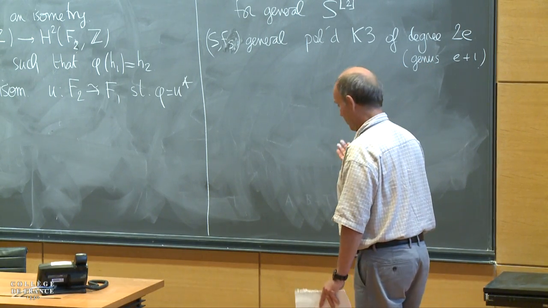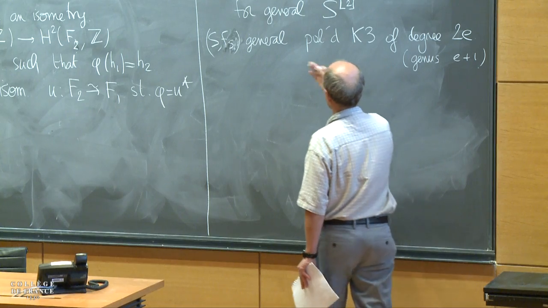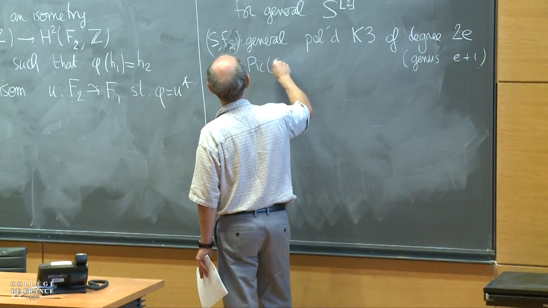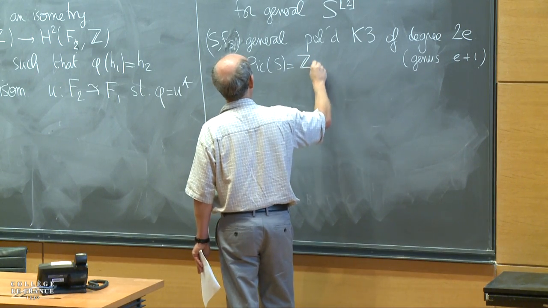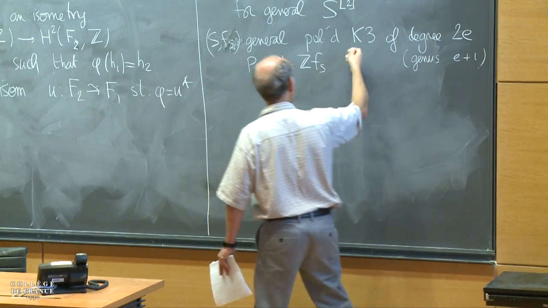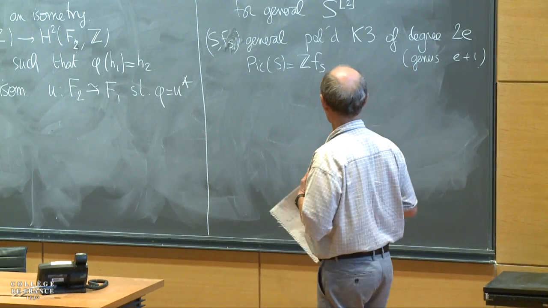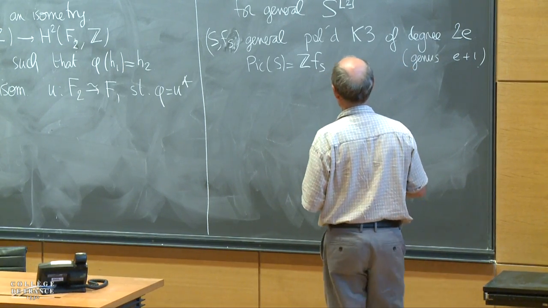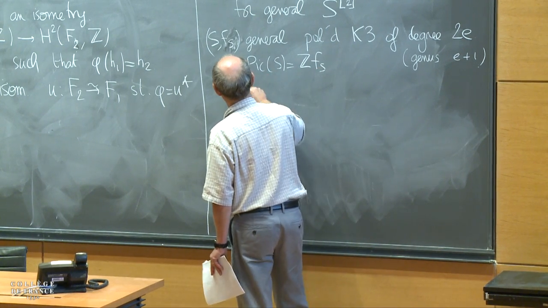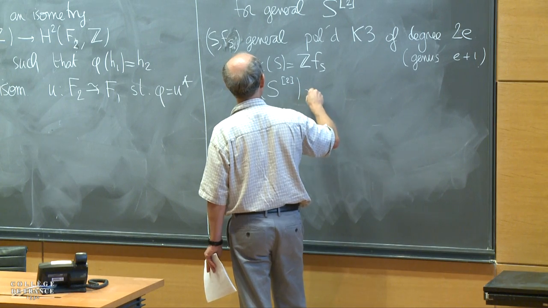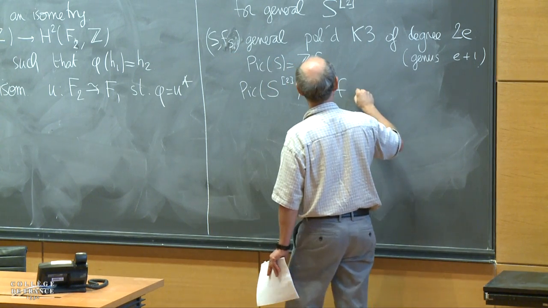Okay, then maybe I should say very general in the sense that I assume that the Picard group of S is generated by the polarization. So F_S here is a polarization of degree 2e, which means that F_S squared is equal to 2e. Then the Picard group of the Hilbert square is isomorphic to Zf plus Z delta.